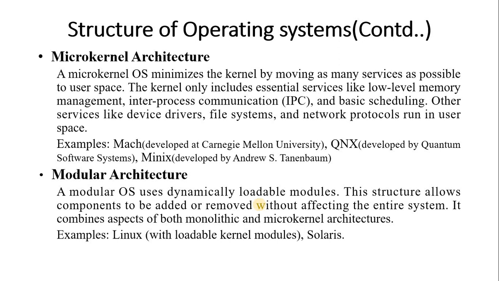Next we have modular architecture. As the name itself says, modular. So we have some different modules which are dynamically loaded. This structure allows components to be added or removed without affecting the entire system. It combines aspects of both monolithic and microkernel architectures. The examples could be Linux and Solaris operating systems.